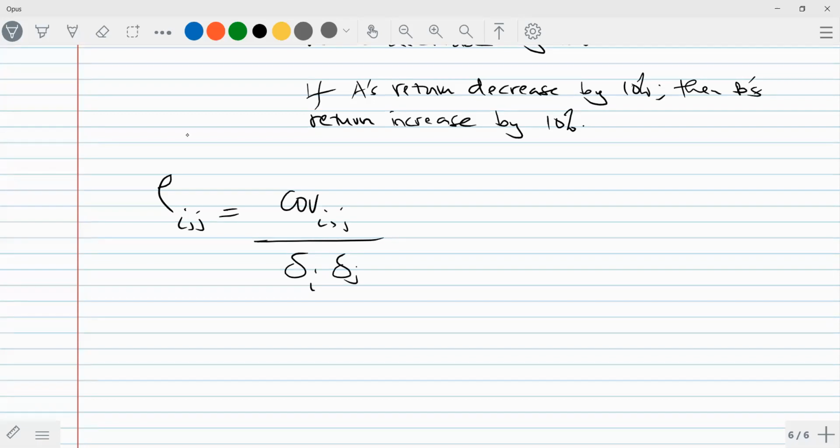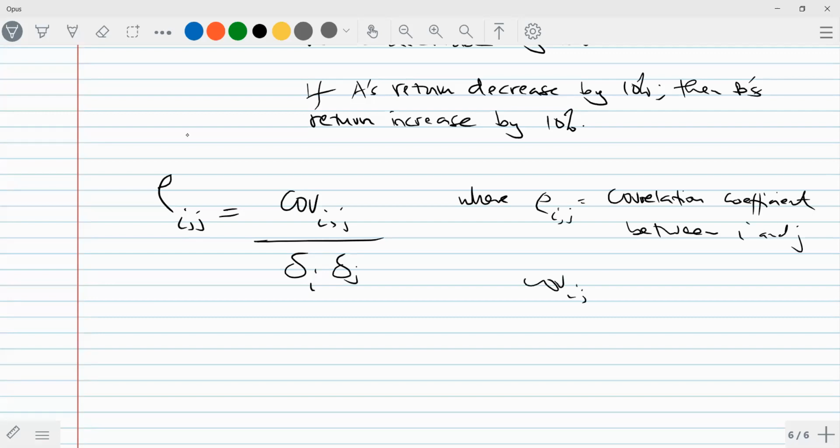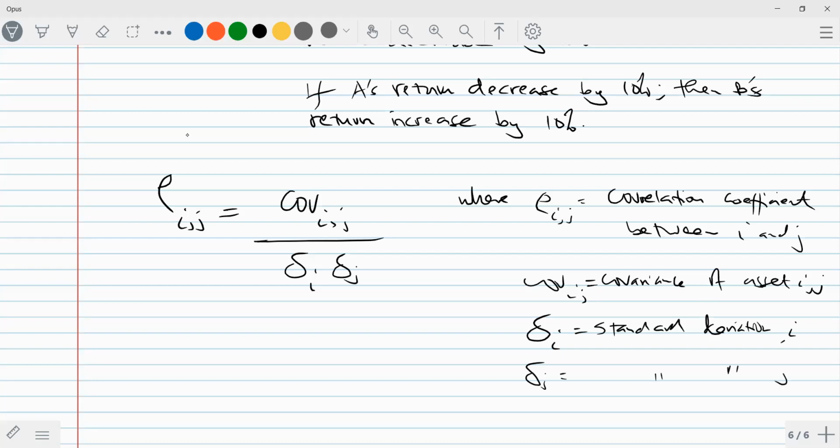Let me just redefine the terms here. This is the correlation coefficient between asset I and asset J, and of course this is the covariance between I and J, this is the standard deviation of asset I, and this is the standard deviation of asset J. And that's how we get the coefficient of correlation between those two assets.